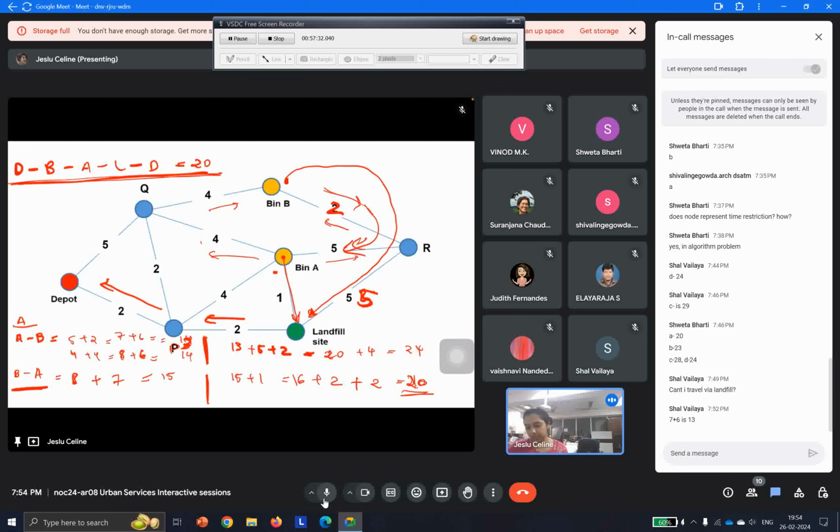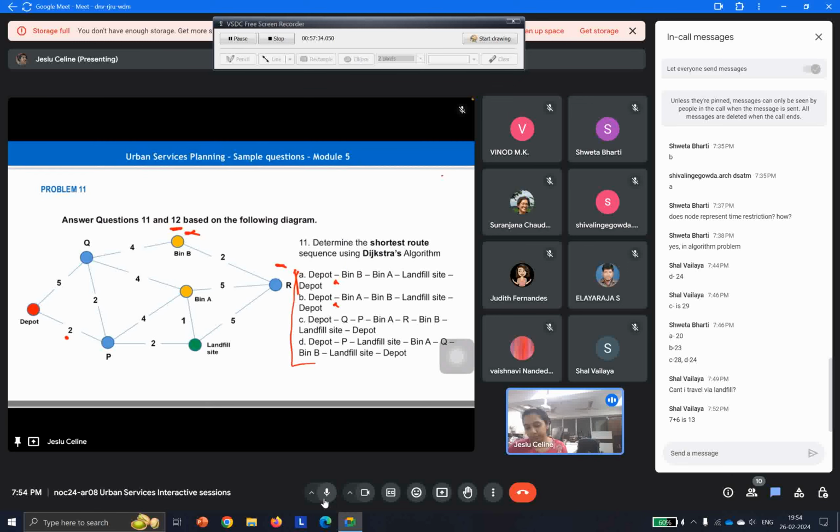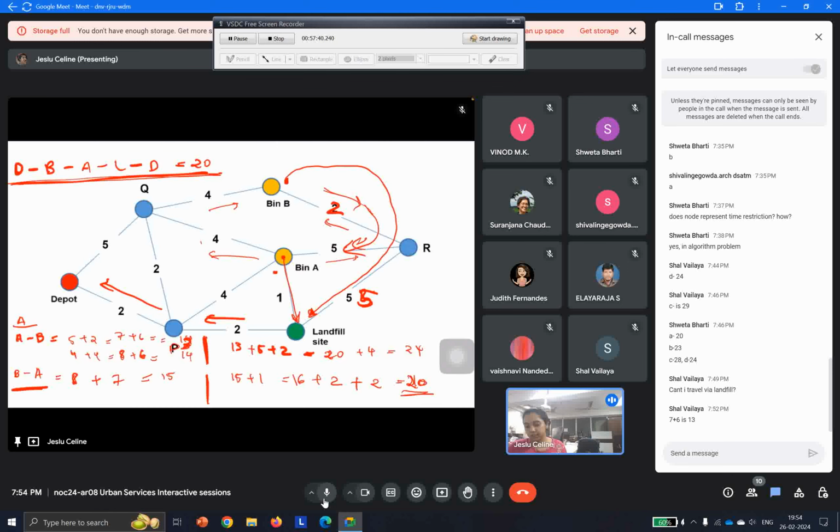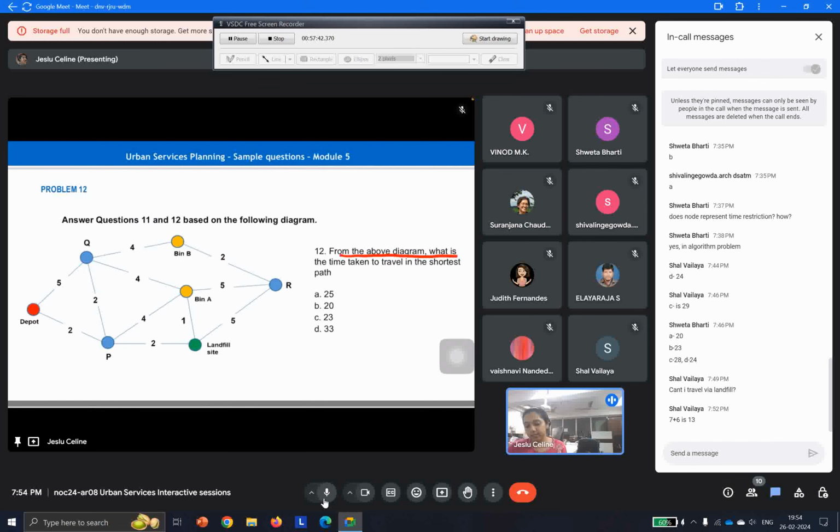Option A is the answer, where we go from depot to bin B first and then to the landfill site and then to the depot. And the next question is, what is the time taken to travel? Whatever was given was a time. So the time taken to travel would be 20. Option B. Any doubts in this question?